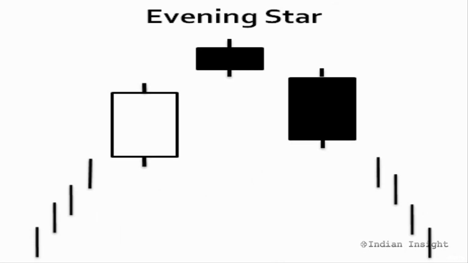The final reversal patterns we'll look at are the evening and morning stars. Now the evening and morning stars are both 3-day reversal patterns that are just opposite to each other. An evening star is a bearish reversal pattern. The first day of this pattern is a bullish white candlestick signifying the uptrend in full force. On the second day, the prices open gap up and trade in a narrow range.